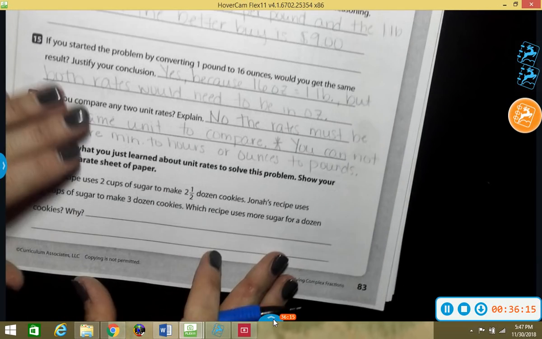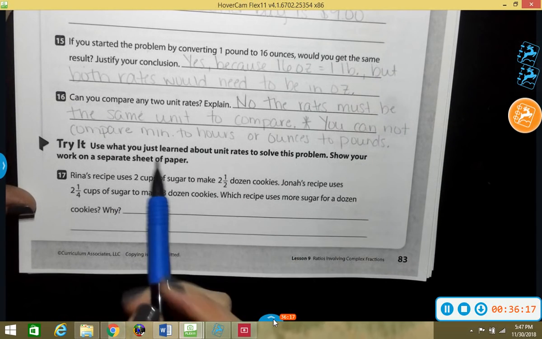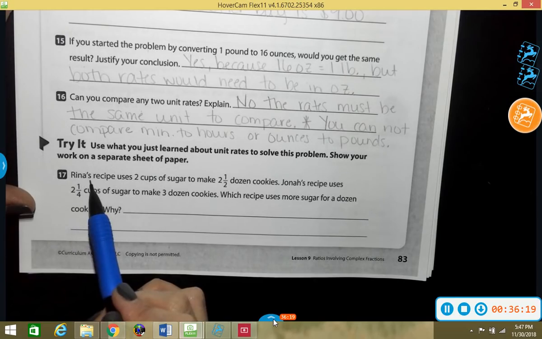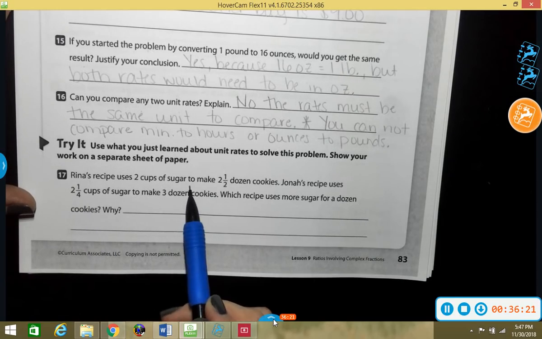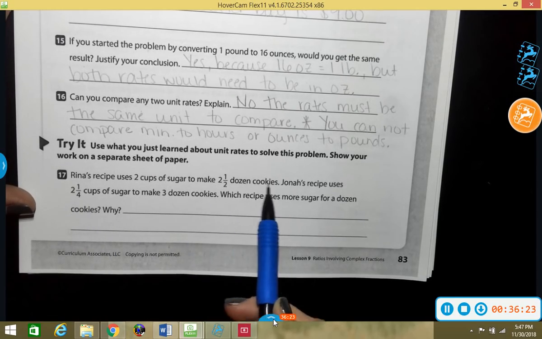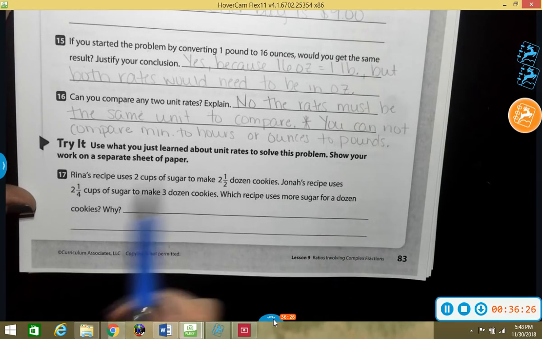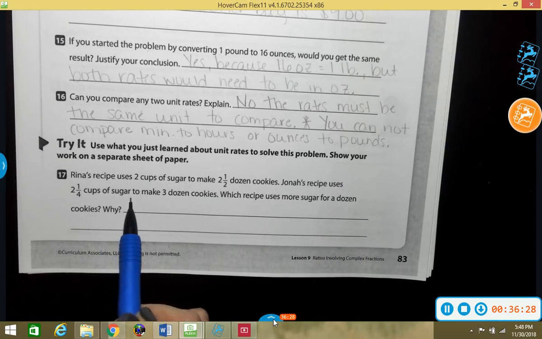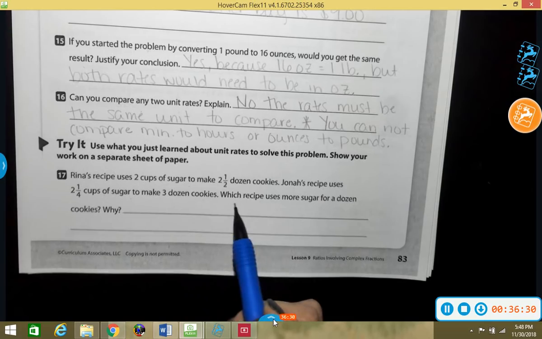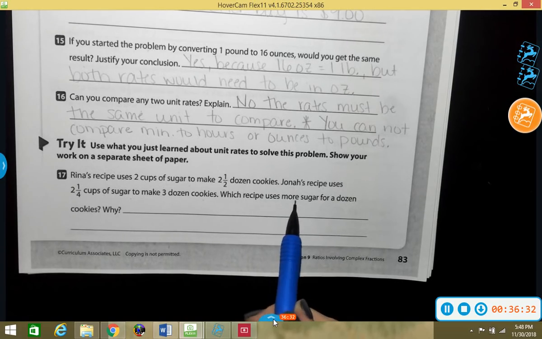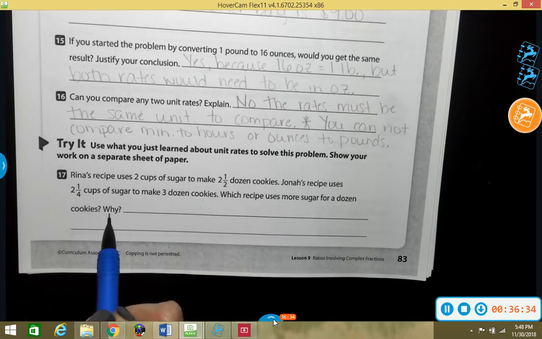Okay, let's try this one down here. Rena's recipe uses 2 cups of sugar to make 2½ dozen cookies. Jonah's recipe uses 2 1/4 cups of sugar to make 3 dozen cookies. Which recipe uses more sugar for a dozen cookies? Why?